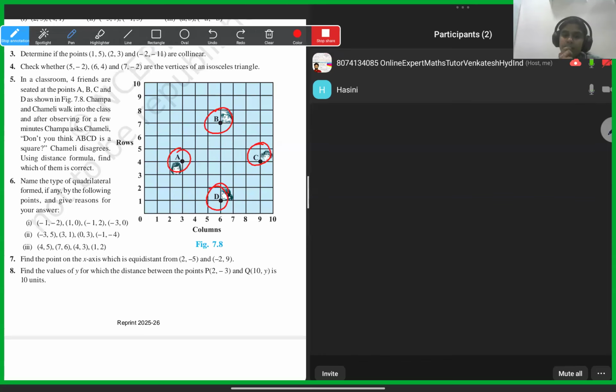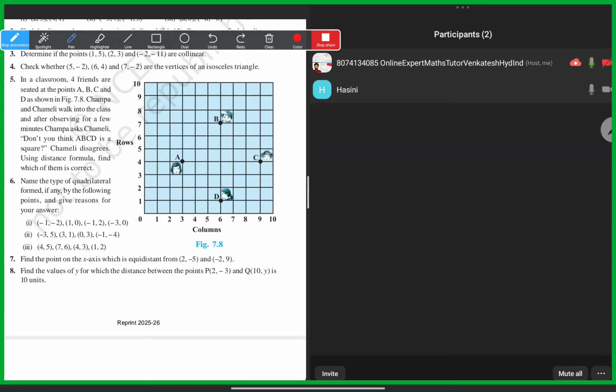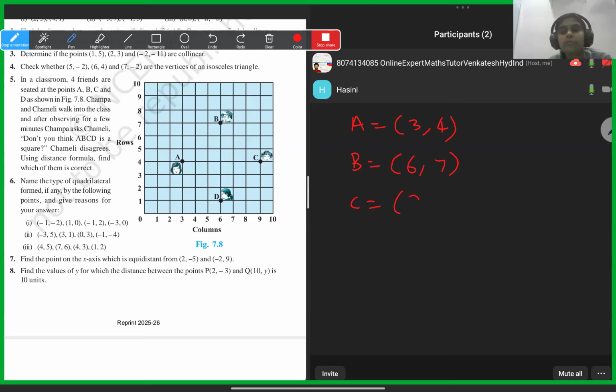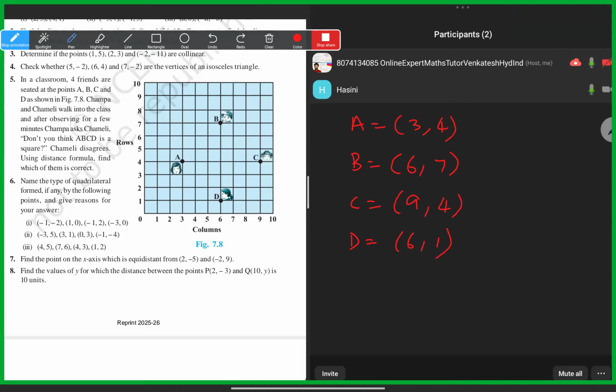Okay, sir. So we'll write all four positions, the coordinates, first. A is how much, Hasni? Can you tell by looking at this? A point x and y value will be how much? 3 comma 4. Yes, Hasni. B, 6 comma 7. Yes, Hasni. C, 9 comma 4. Yes, Hasni. D, 6 comma 1. Yes, Hasni.